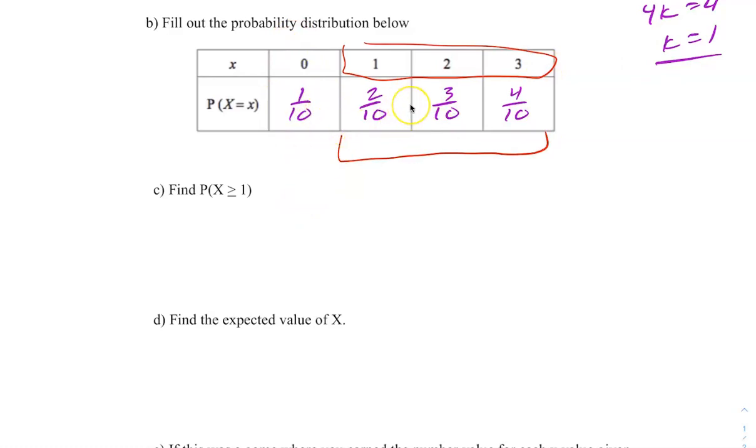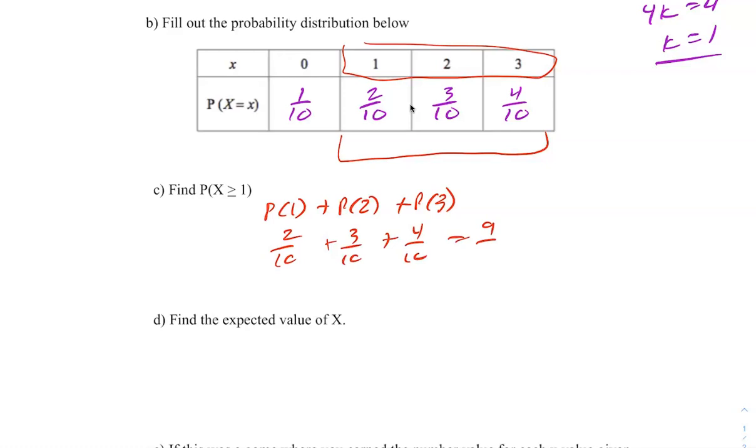Either way, you're just going to get probability of 1 plus probability of 2 plus probability of 3, which is 2 over 10 plus 3 over 10 plus 4 over 10, which gets me 9 over 10. Now again, you can also easily do 1 minus probability of 0. That's the only thing you're not counting, and that would just be 1 minus 1 over 10, which would also get you 9 over 10. So either way is totally fine.